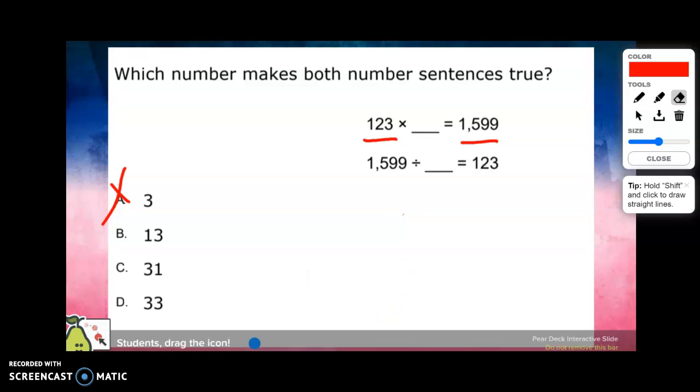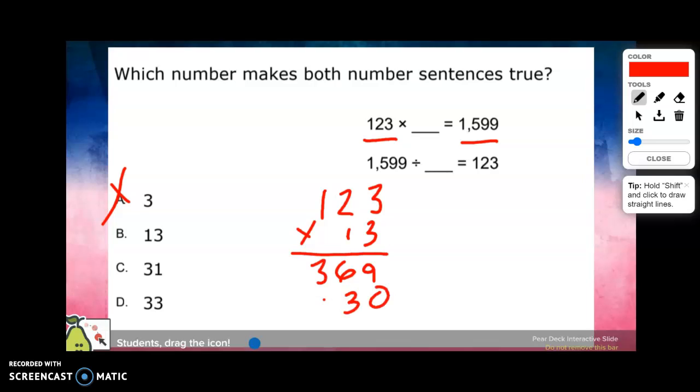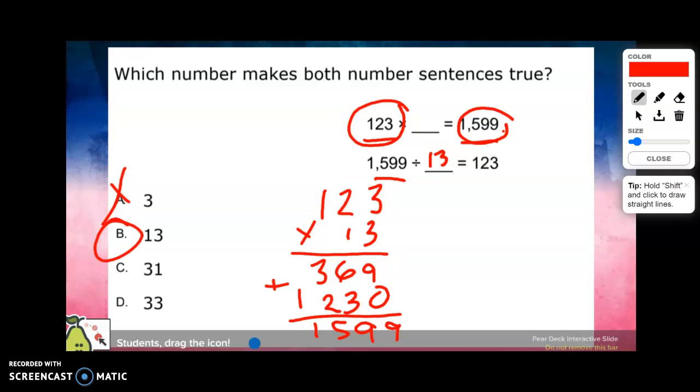Let's take 13. 123 times 13. 3 times 3 is 9. 3 times 2 is 6. And 3 times 1 is 3. 3, 2, and 1. That's going to be 1,599. So it does do that one, but now I have to make sure. Oh, wait, no. So that's 1,599. Now, if I divide that by 13, it should also give me 123. So my answer is 13.